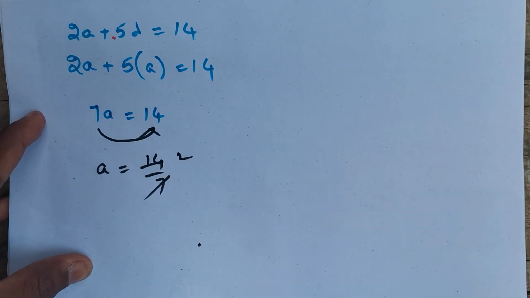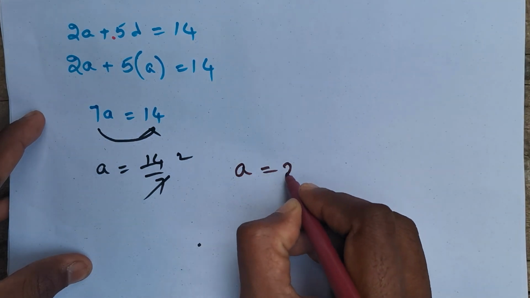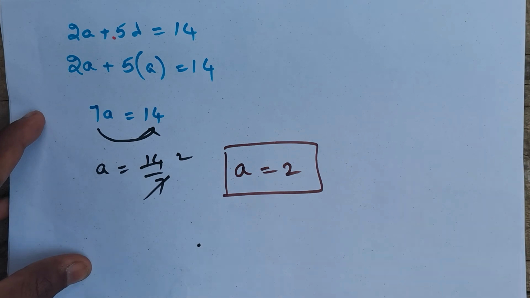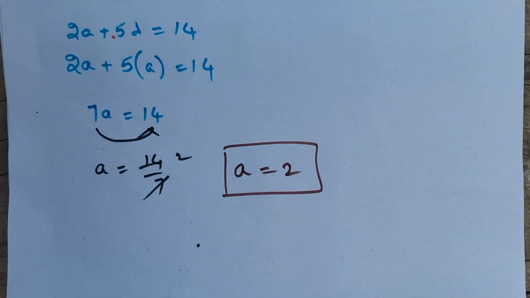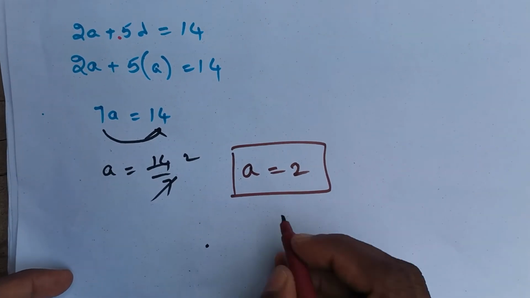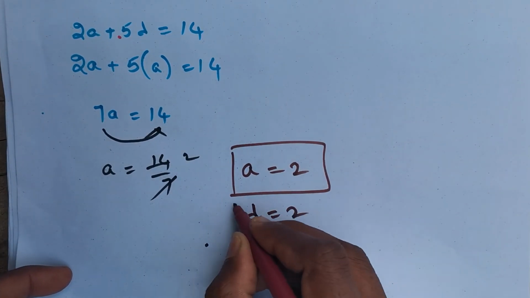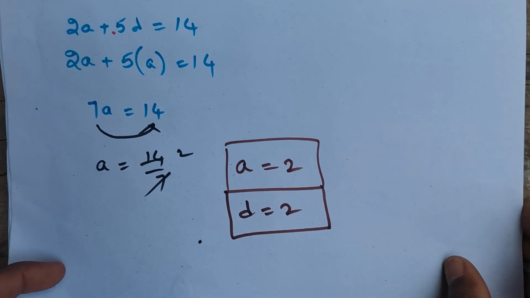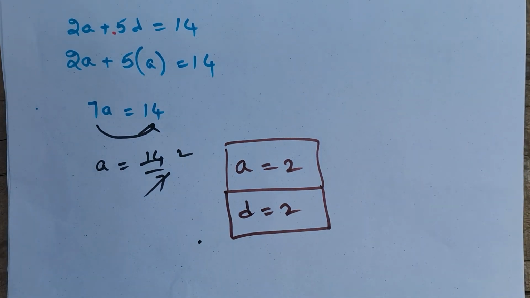7 ones are 7, 7 twos are 14. So a is equal to 2. a is nothing but the first term. So the first term of that AP is 2. He is not asking anything about the common difference. Of course, what is the common difference then? a is exactly equal to d, so the common difference is also 2 only. First term as well as common difference, both are 2.